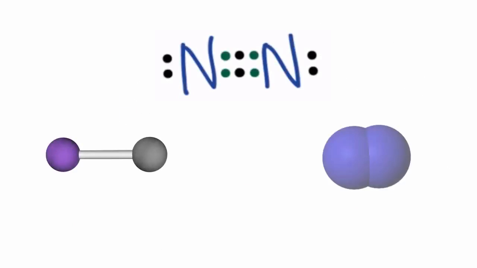For N2, which doesn't even show up in our table, we only have 2 atoms, so it's going to be linear.